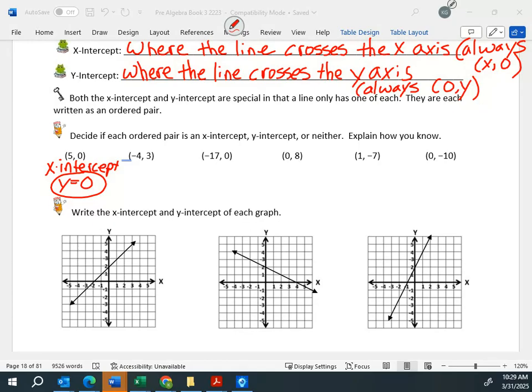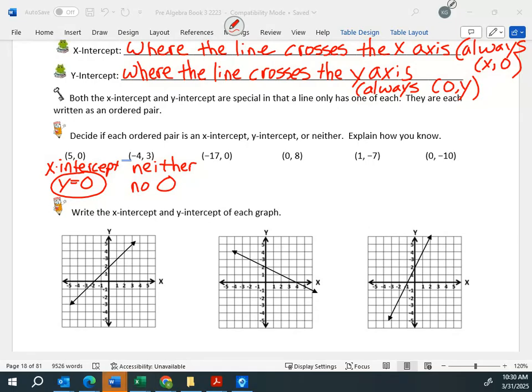So if we have -4, 3, is that an x-intercept, a y-intercept, or neither? Natalie? Neither. How do you know? Because neither the y nor the x are 0. Yeah. There's no 0. So it's not an intercept. It has to have a 0 in the ordered pair to be an intercept.